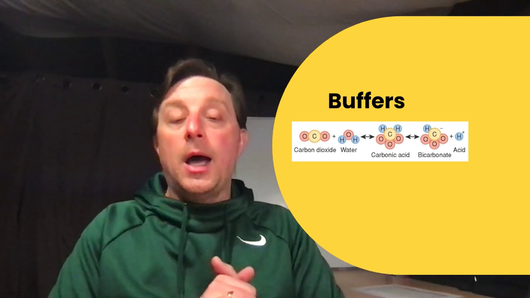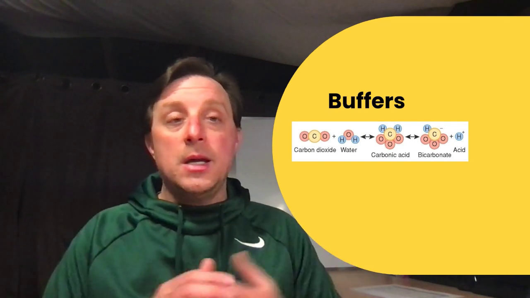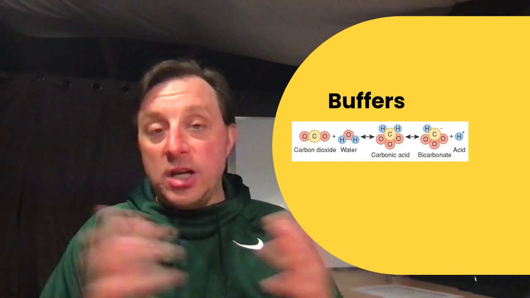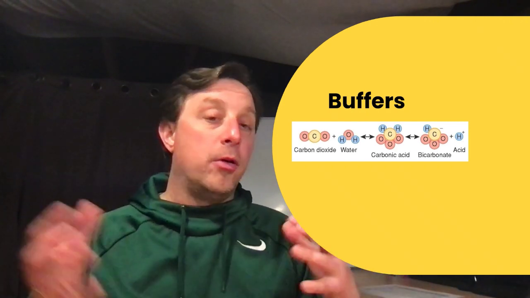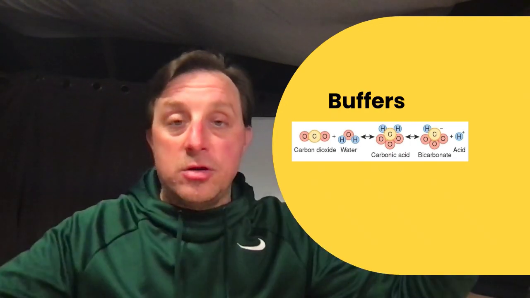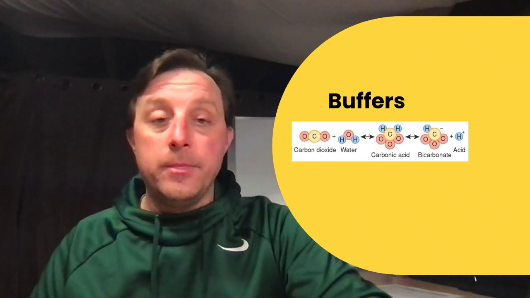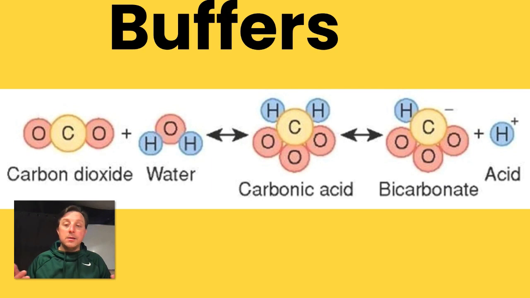All right, one final topic with regards to pH is this idea of buffers. Buffers are compounds that will resist changes in pH. They can either absorb extra hydrogen ions or release additional hydrogen ions depending on the conditions. This buffer system, the carbon dioxide in water to form carbonic acid, is a very common buffer system. It's actually found in our blood and keeps our blood pH fairly stable.